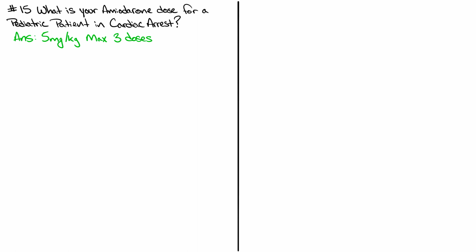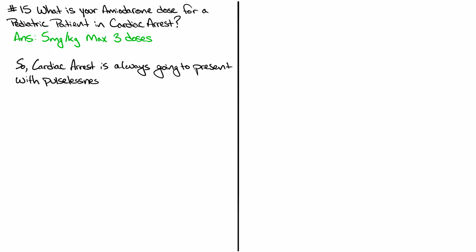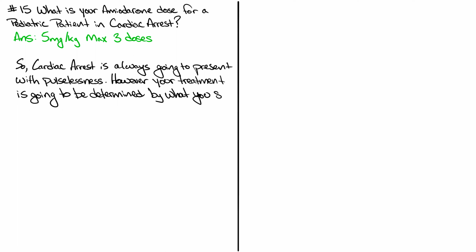What is your amiodarone dose for a pediatric patient in cardiac arrest? The answer here is 5 milligrams per kilogram. You can give this up to 3 times between your epinephrine doses. So cardiac arrest is always going to present with pulselessness. However, your treatment is going to be determined by what you see on the monitor.